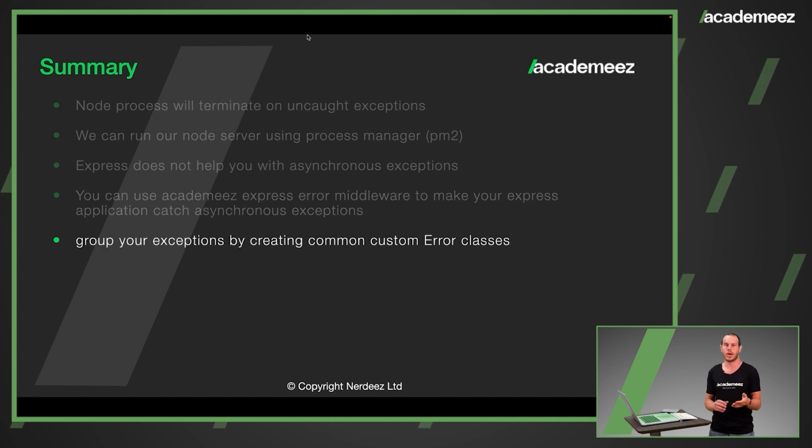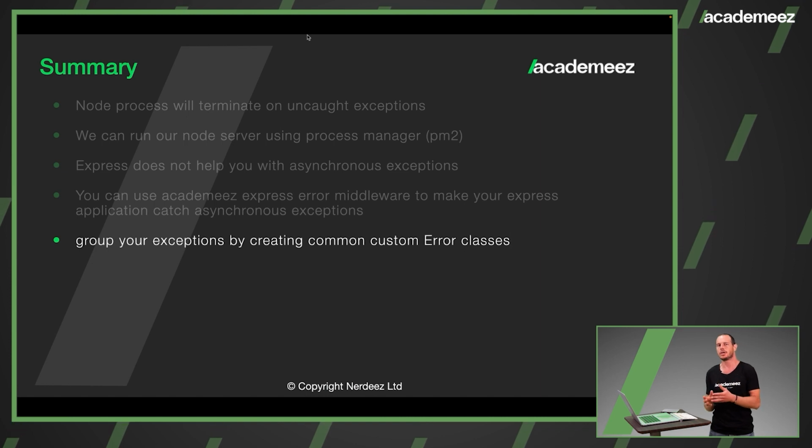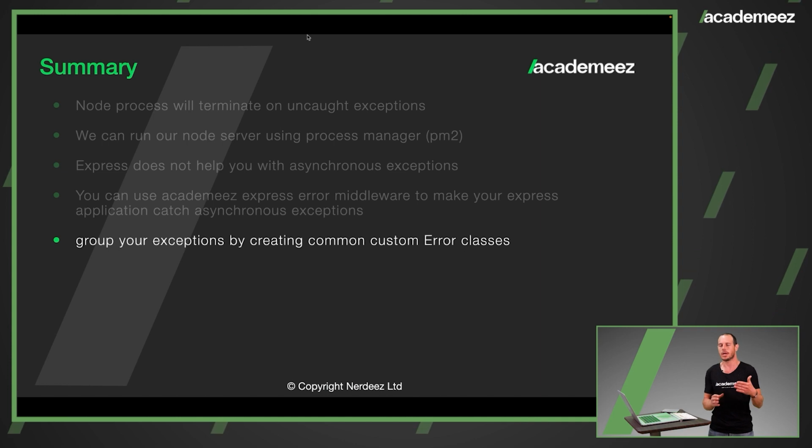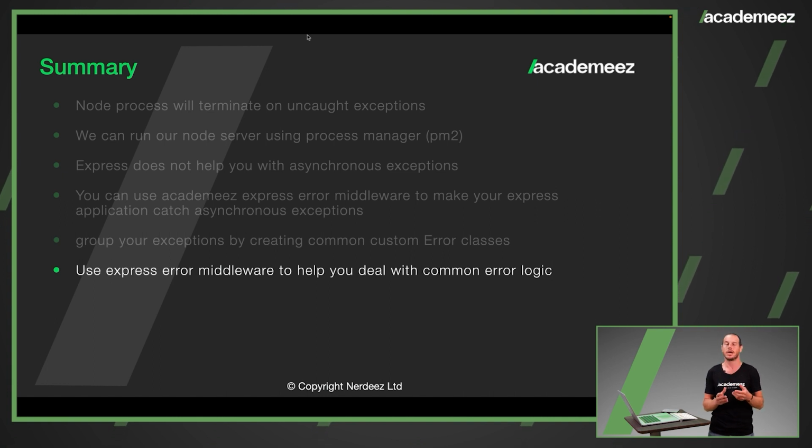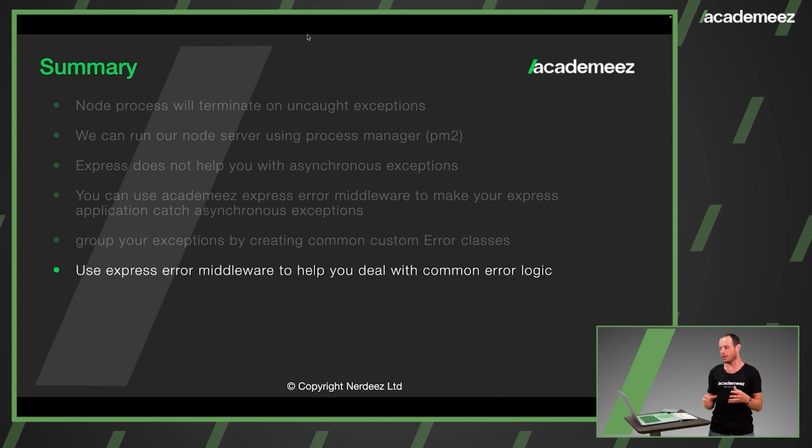Also, remember the best practices we talked about. Try to group your exceptions together. Often when you group your exceptions, you will want to create custom error classes, as we saw here. If you're grouping your exceptions together, a lot of them will have similar logic. So you can use Express error middleware to create common logic for those groups of exceptions.